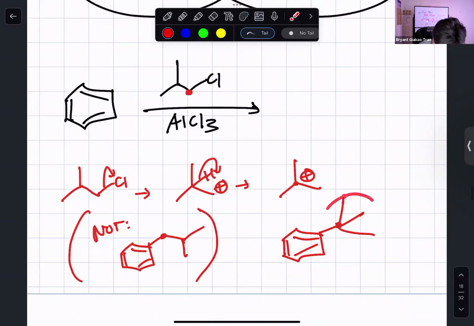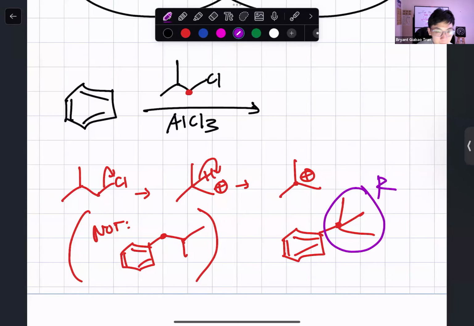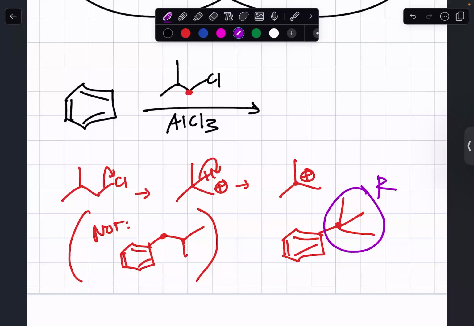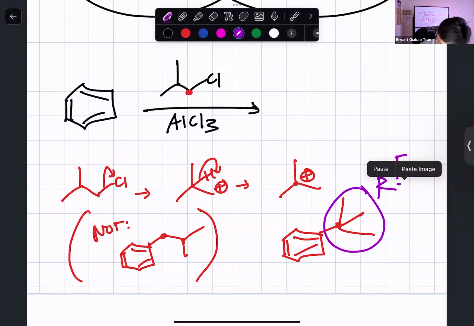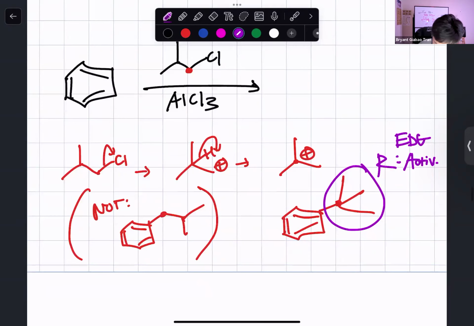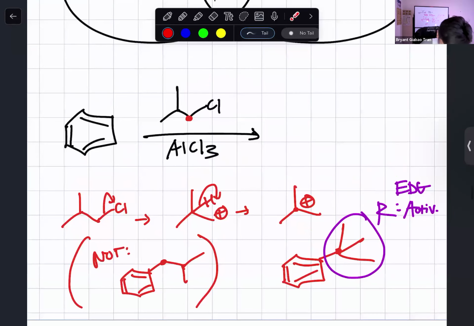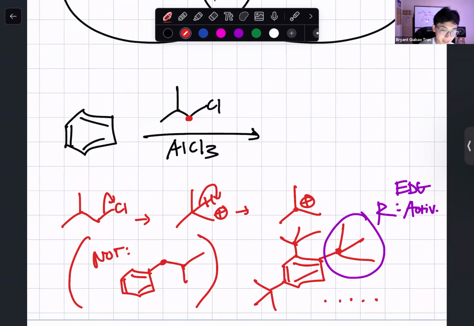Now, we added an R group, and then what did we say an R group is? An EDG or an EWG? EDG, right? And is an EDG an activator or a deactivator? Does it make the benzene ring more nucleophilic or less nucleophilic? Activator, right? It's an activator, which means that this benzene ring here can react again with a Friedel-Crafts reagent, right? So it's gonna keep adding on the reagents here. It's gonna keep going on and on and on, right? Polysubstitution, because it's activated.